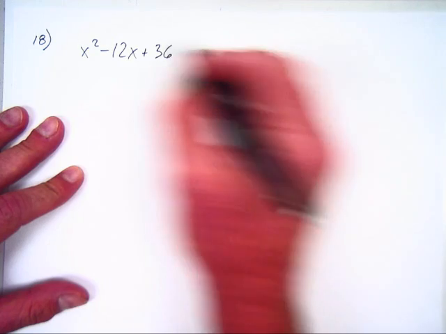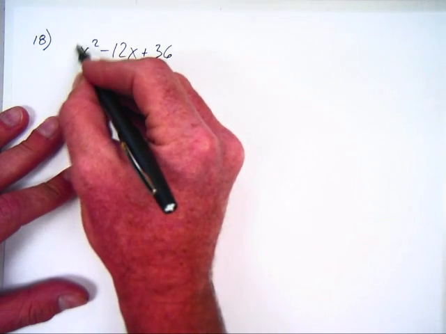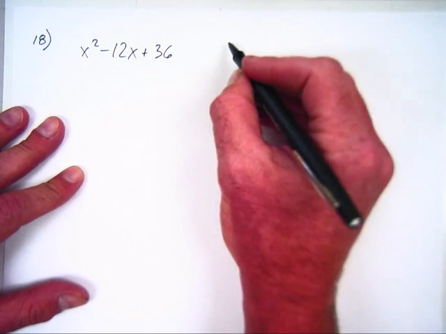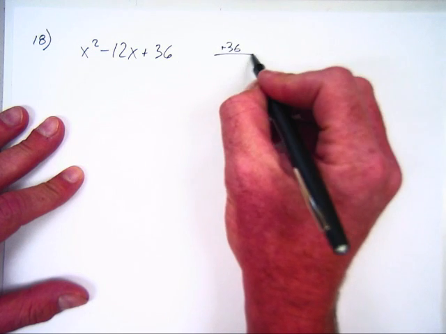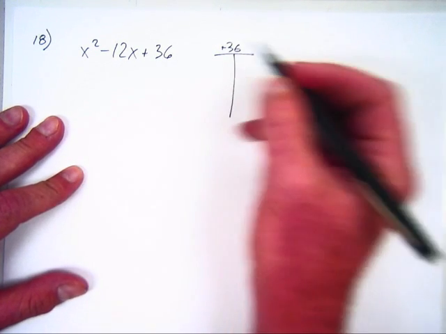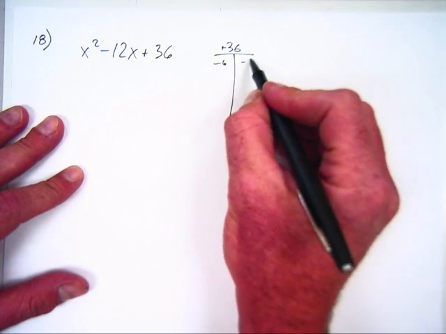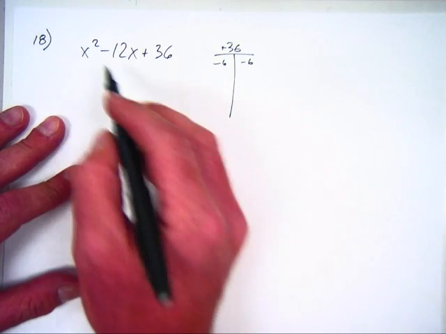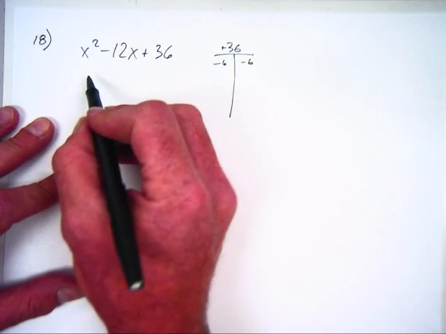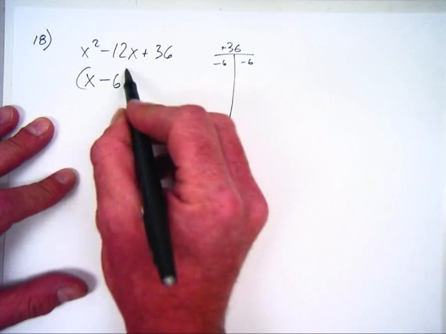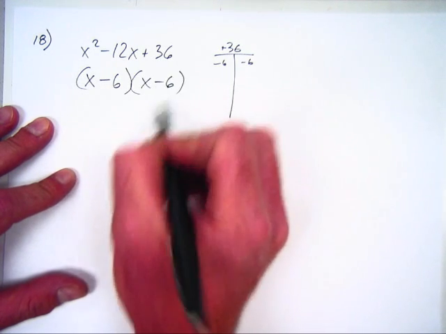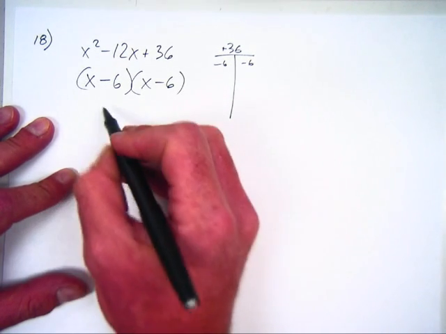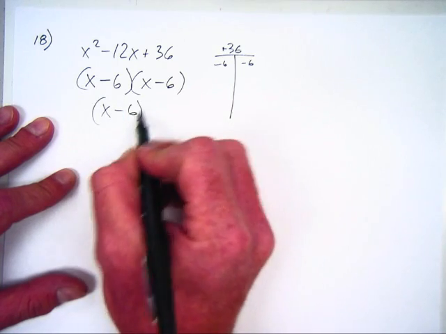Let's pretend like we're grouping it. So we're going to take a 36 times a 1 there, even if there isn't a 1. So we have positive 36. They have to add to negative 12. Looks like negative 6 and negative 6. This is actually a perfect square trinomial. So we can just write it as x minus 6, x minus 6. And we can rewrite that as x minus 6 quantity squared.